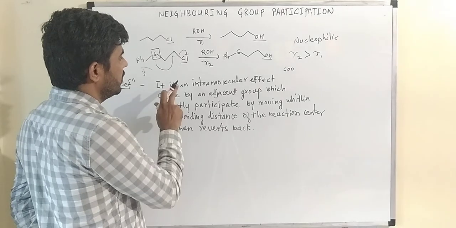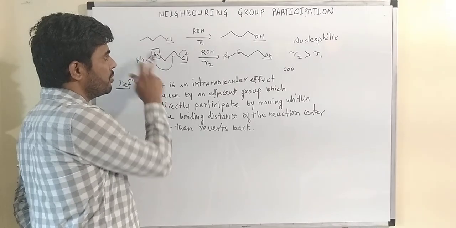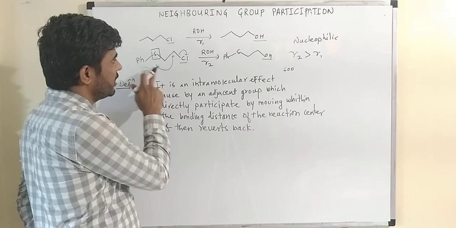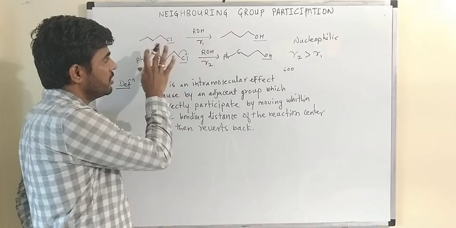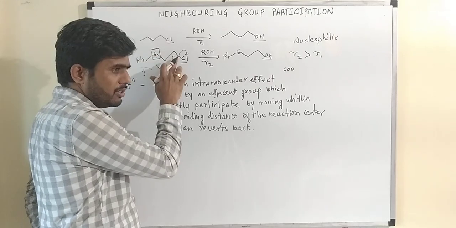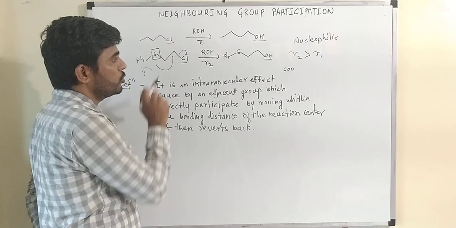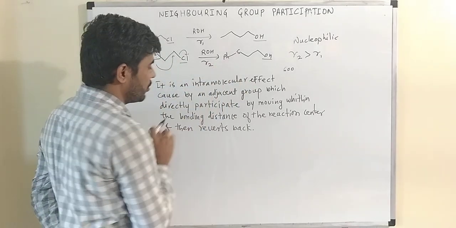If you look, this is an intramolecular effect. You can see here this sulfur, being an internal nucleophile, directly participates. So this is an intramolecular effect. Initially the lone pair of electrons on the sulfur atom will participate to help lose this chlorine group and form this product.